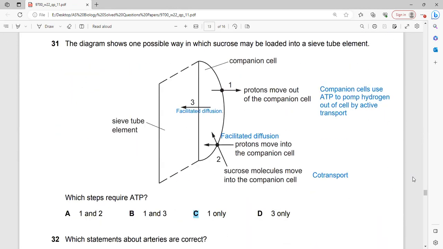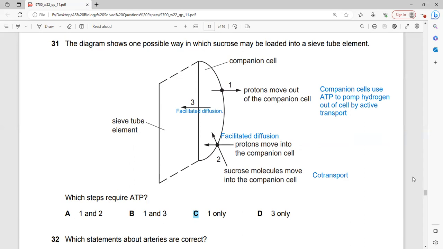Question 31: the diagrams show one possible way in which sucrose may be loaded into a sieve tube element. So how is the sucrose loaded? First, the companion cell is given, and adjacent to the companion cell, there is a sieve tube element. These companion cells pump the hydrogen ions outside to the neighboring cell wall of the source cell by active transport.